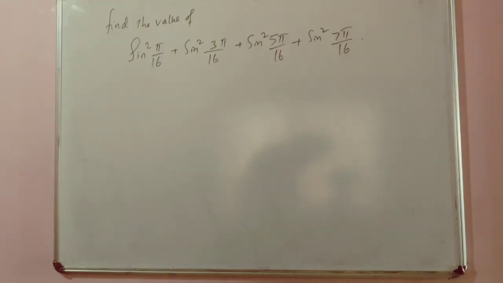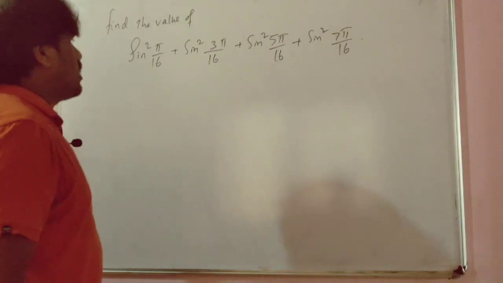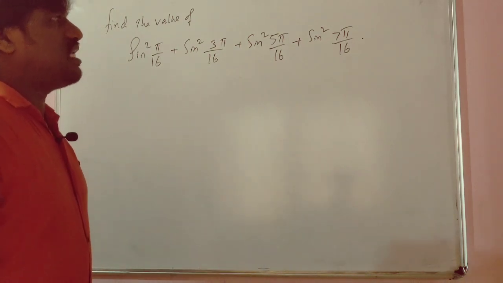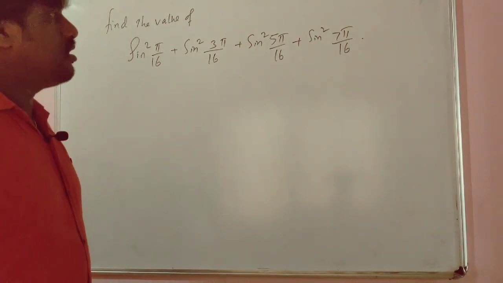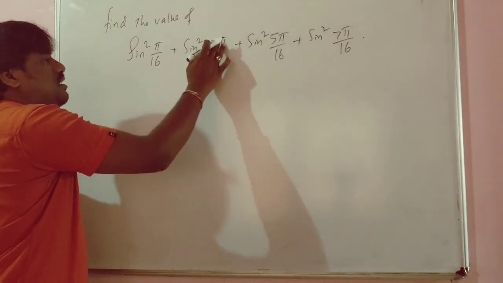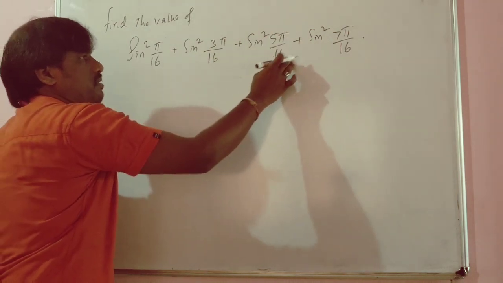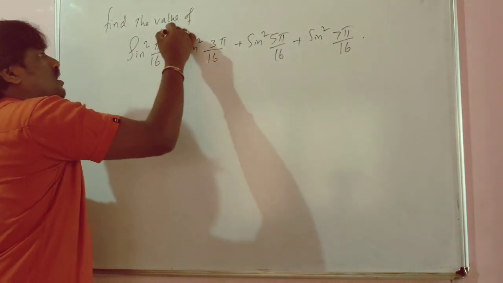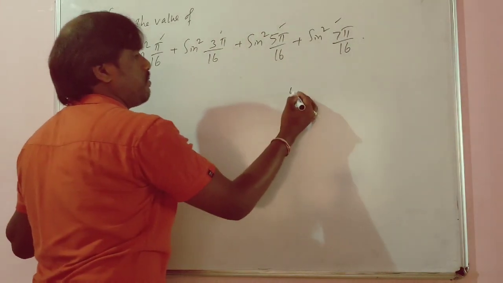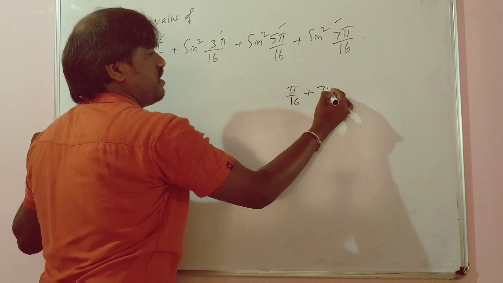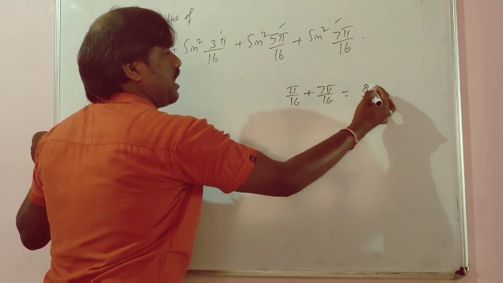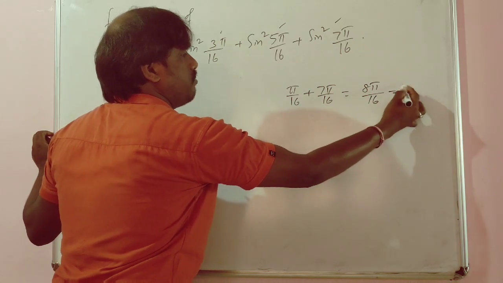Let us discuss the next question here. Sin square pi by 16 plus sin square 3 pi by 16 plus sin square 5 pi by 16 plus sin square 7 pi by 16, what is the value? Whenever these types of questions are given, just see here: pi by 16, 3 pi by 16, 5 pi by 16, 7 pi by 16. These are in AP. Simply you can see that pi by 16 plus 7 pi by 16 is how much? I am going to get 8 pi by 16, that is pi by 2.